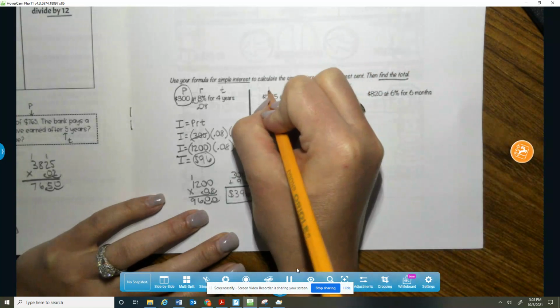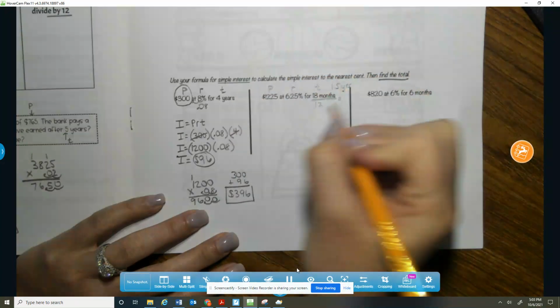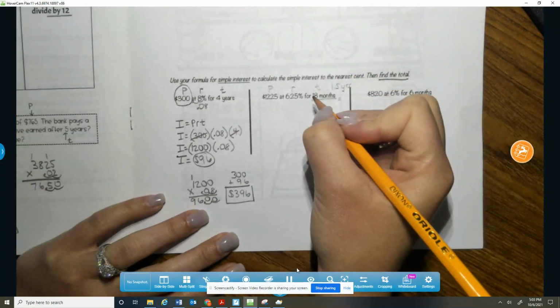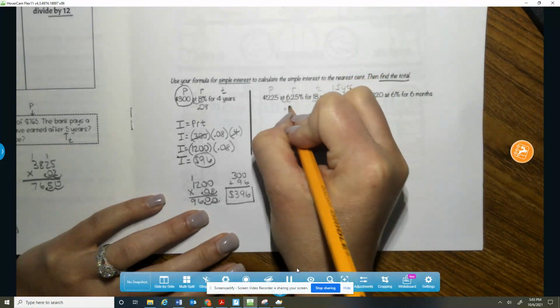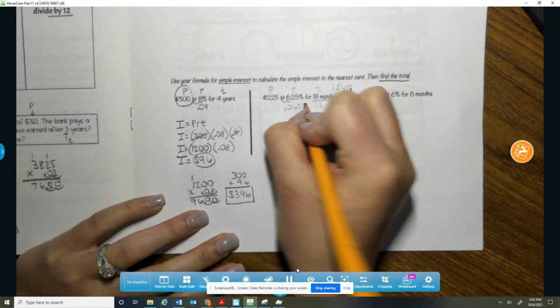So let's go ahead and label principal, rate, time. Once again, we need to change our rate or our percent to a decimal, so we move 2 times to the left, and that will end up being 0.0625.